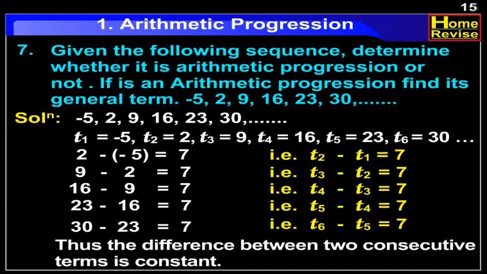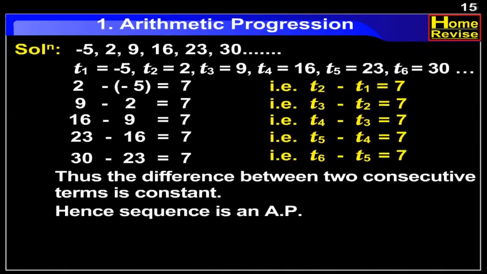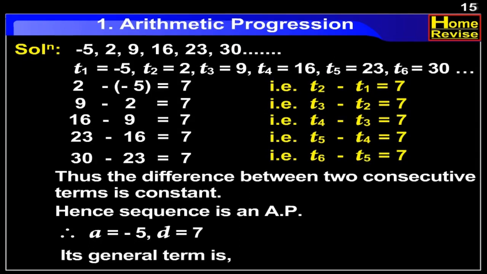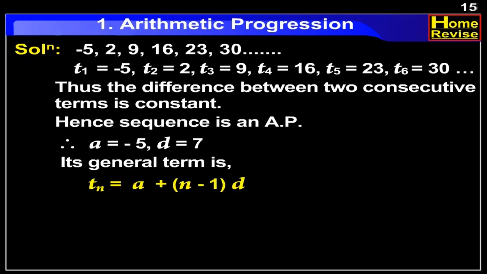Thus, the difference between two consecutive terms is constant. Hence, the sequence is an arithmetic progression. Therefore, A is equal to minus 5 and D is equal to 7. Its general term is Tn is equal to A plus n minus 1 into D.